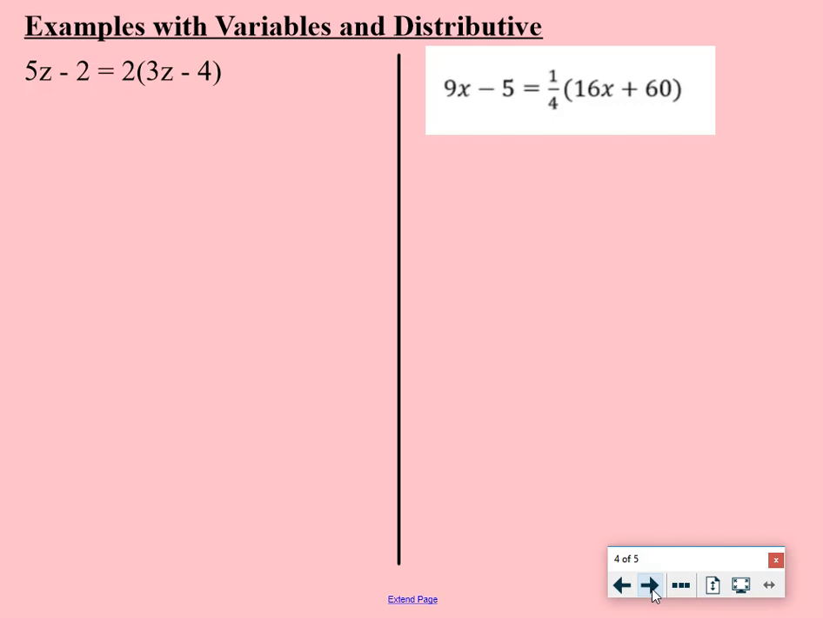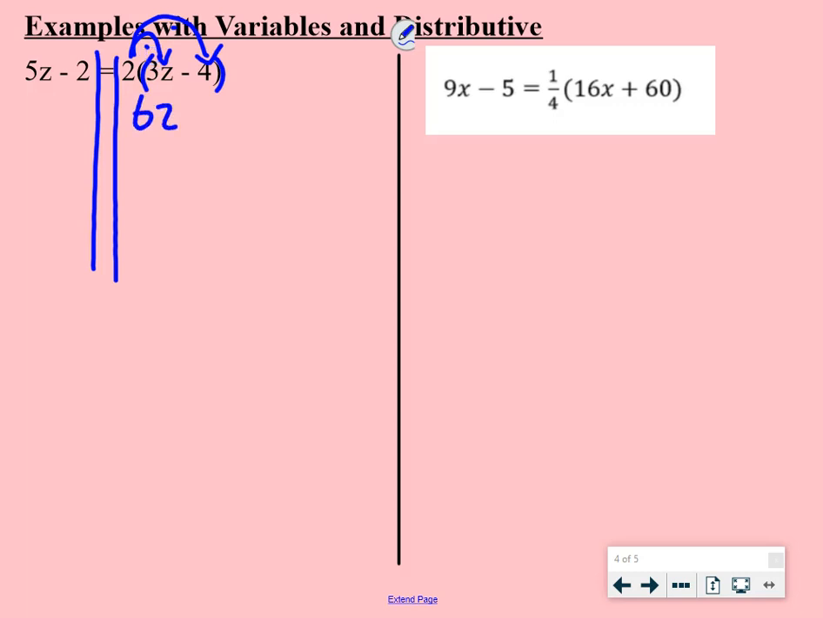Next example, now we're adding in that distributive property. So first off, we are going to need to distribute. You see those parentheses means distribute. We're going to take the 2, give it to the 3z, and the 2 to the 4 through multiplication. 2 times 3z is 6z. 2 times 4 is 8, and the minus sign stays in the middle. And then 5z minus 2 over here.